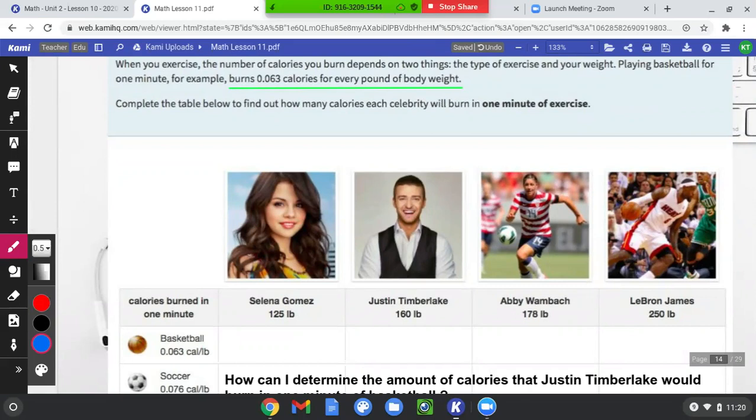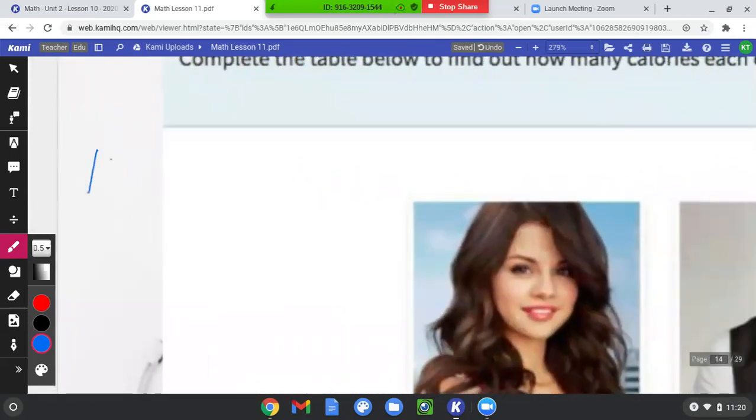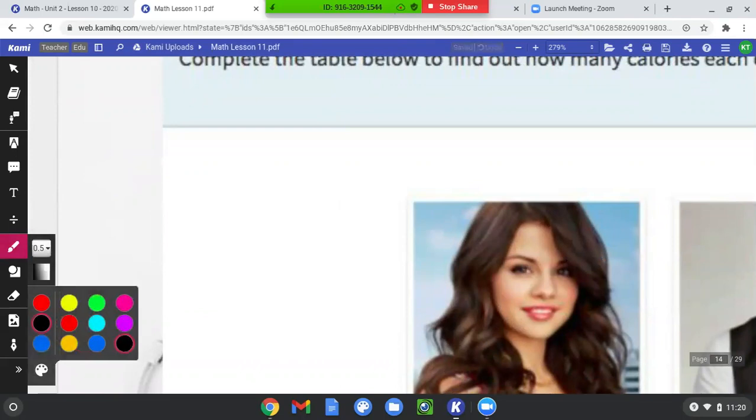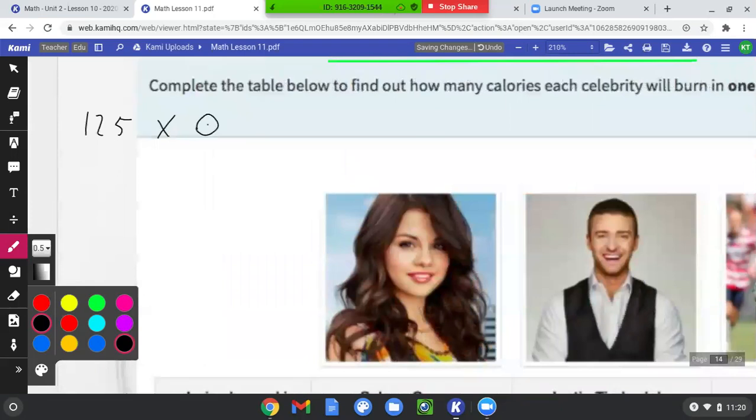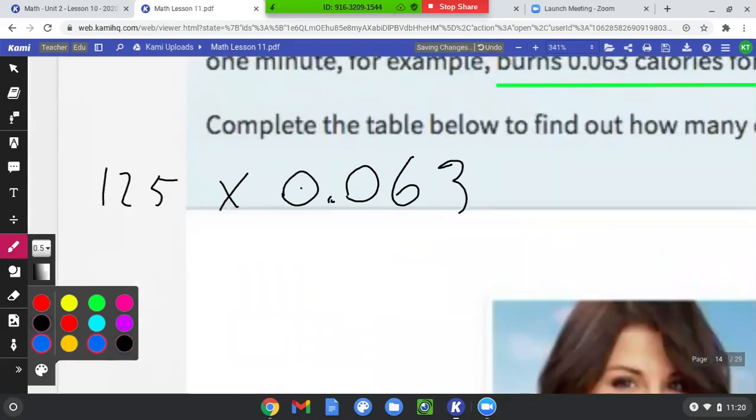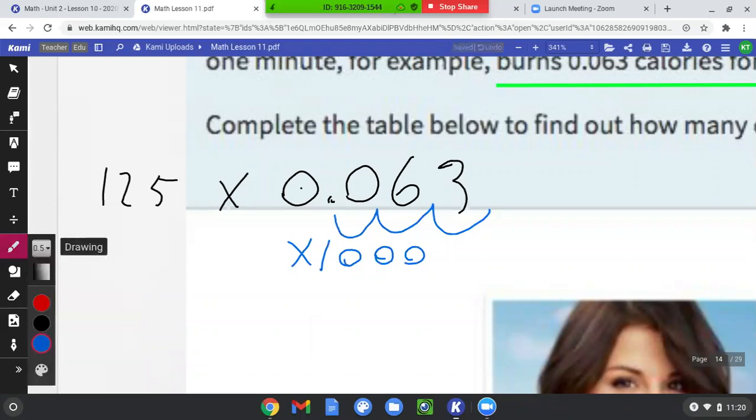So Selena Gomez, she weighs 125 pounds. 125 pounds times, and we're going to multiply it by the rate, 63 thousandths. So remember our steps: scale up, multiply, and then scale back down. I want to get 63 thousandths to a friendly place value. So 1, 2, 3. I would multiply that by 1,000 because 1, 2, 3.